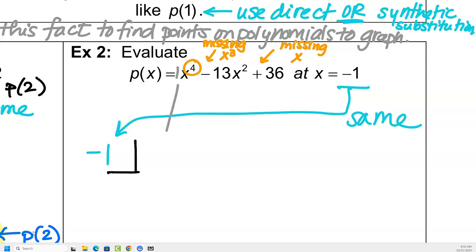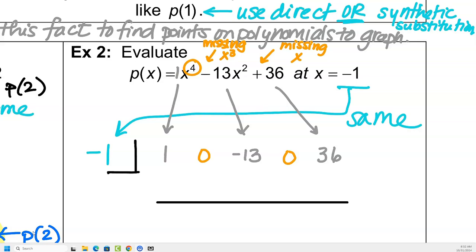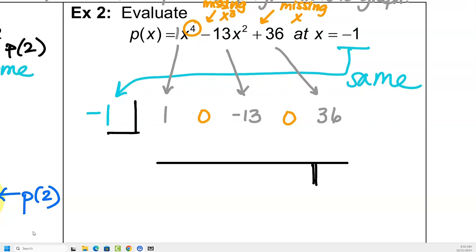This is a leading 1 here. Okay, and then we're missing the x cubed, so I'll put a 0. Then we have the negative 13. Then we're missing the x, and then we put in the 36. And then remember, we know that whatever we get here is going to be p of negative 1.